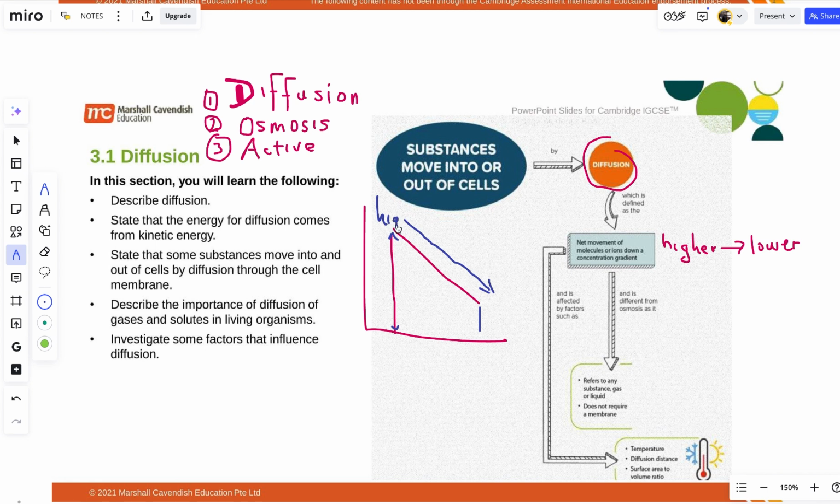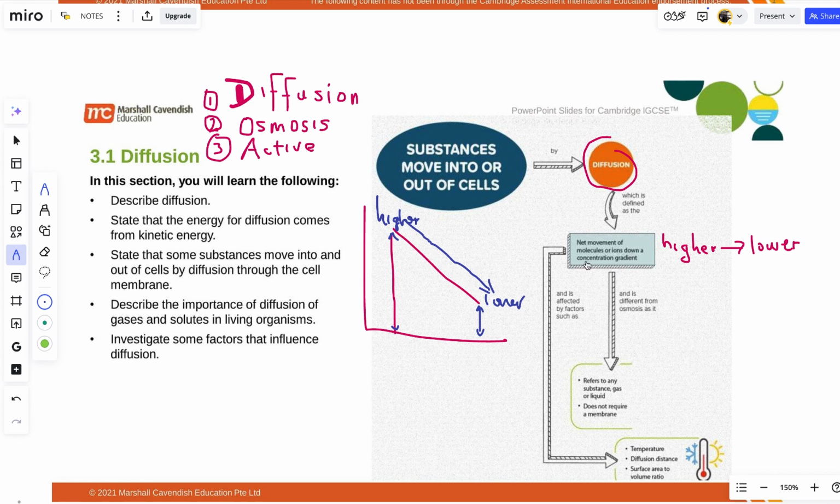There are more ions here, or more molecules here, than this place. Here is lower. Here is for lower concentration of ions. So diffusion is a process whereby substances from here will move away from this high region to the lower region, moving down the concentration gradient.